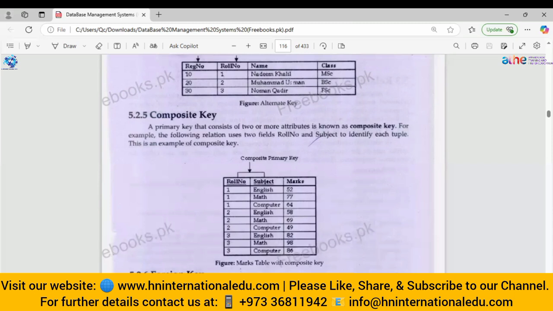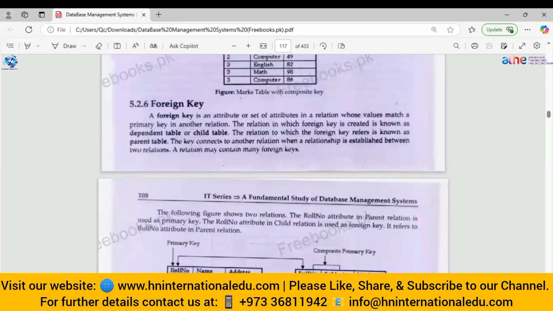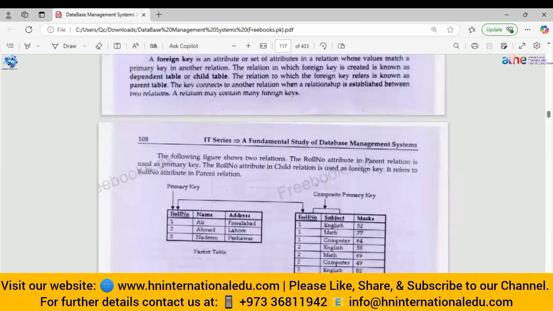So that is the composite primary key. After that, we have the foreign key, a type of key that is used as a reference in the other table. Like if you see that in the first table we have the primary key, so we use the primary key as a reference in the other table.